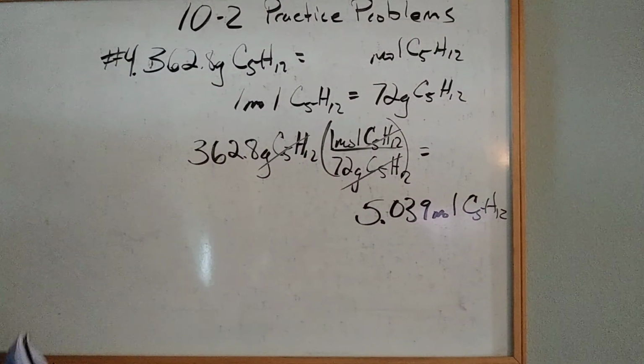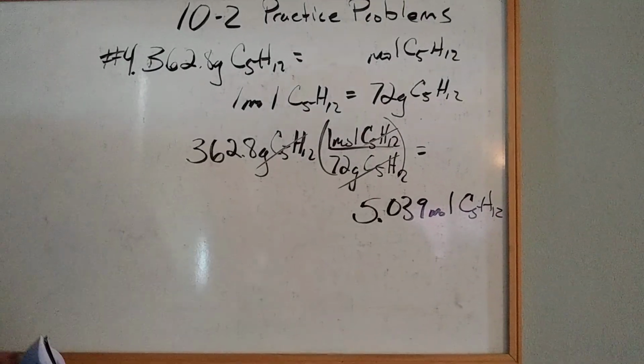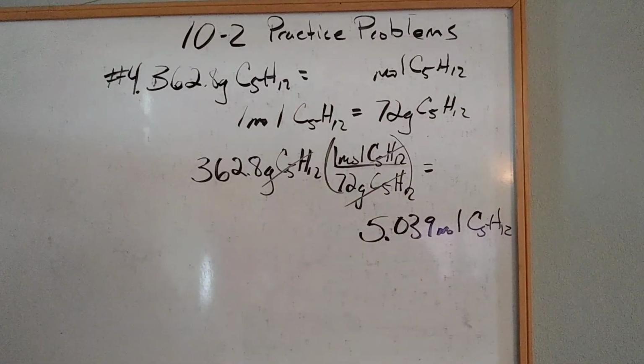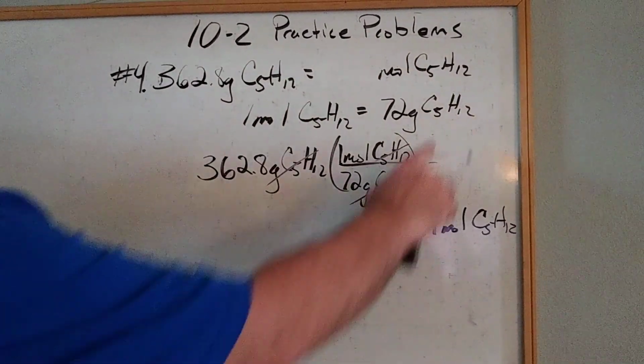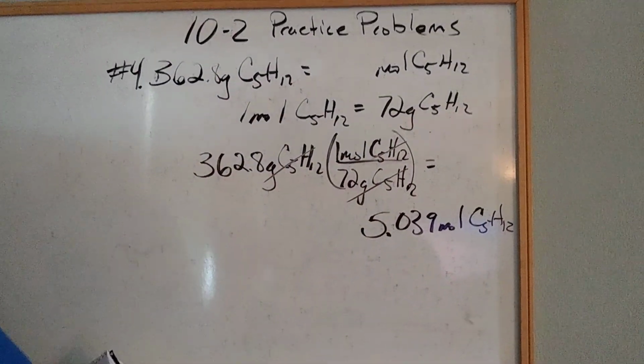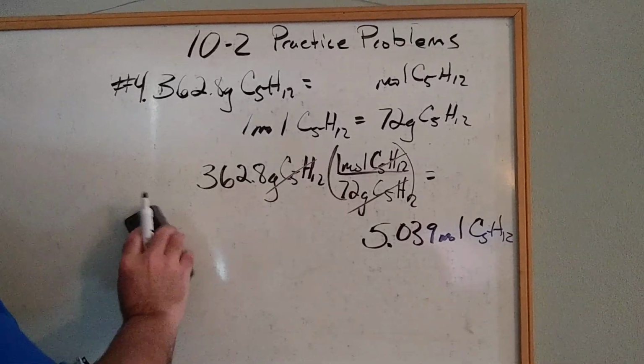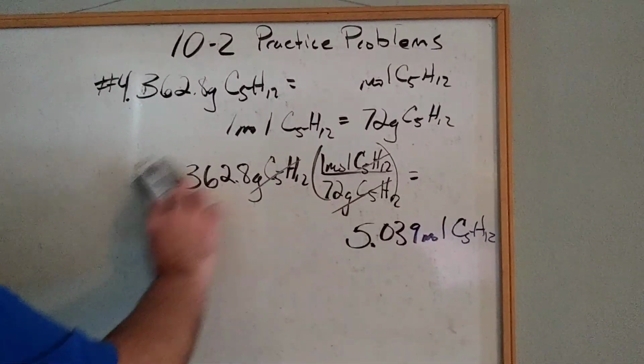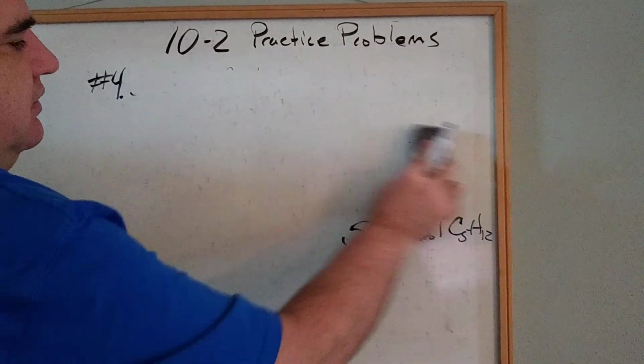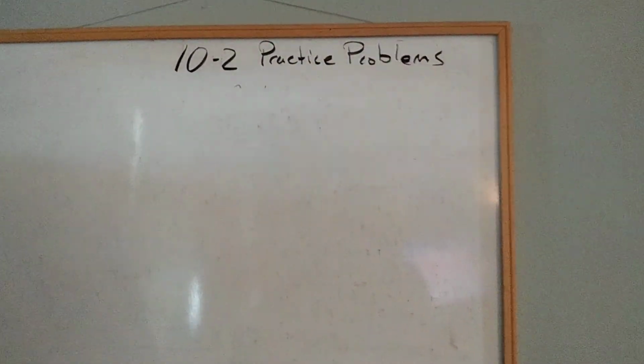Okay, so that was number 4. That's a quick one-step problem. Again, we use our periodic table to find our molar mass, and that's going to be a common theme from doing these things, especially when we have to deal with mass. So that's number 4. You rewind that if you need to.